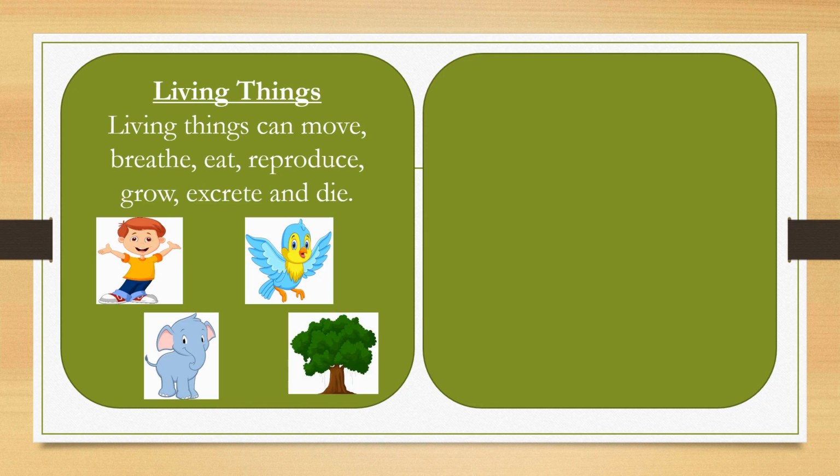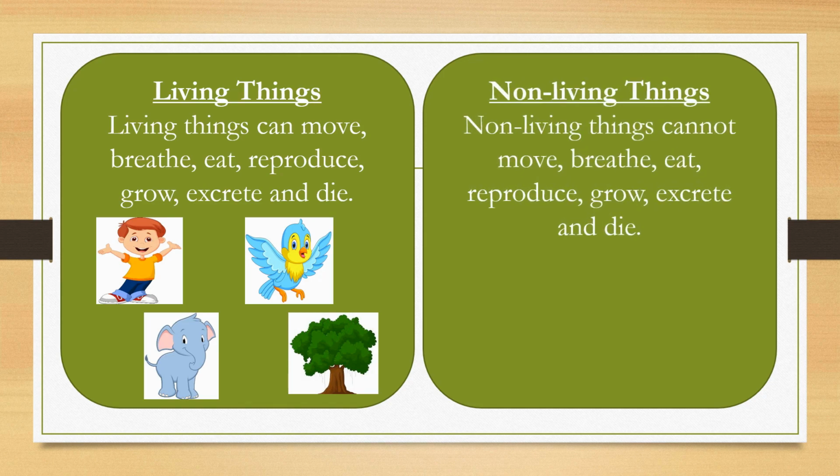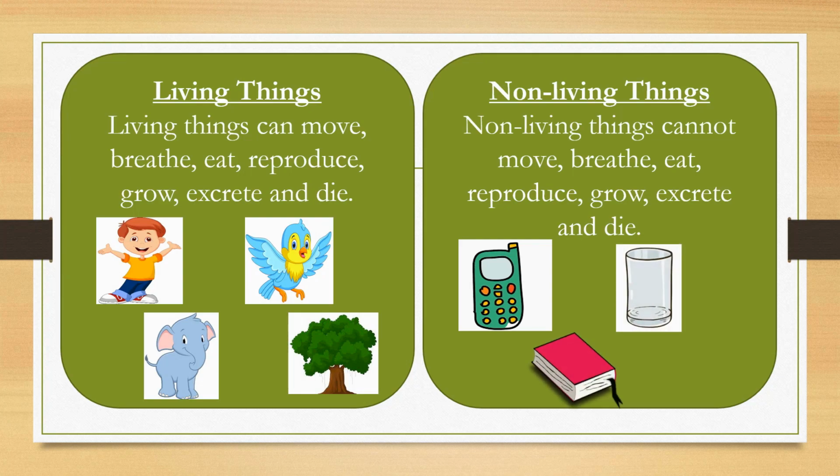On the contrary, non-living things cannot move. They cannot breathe, they cannot eat, they cannot reproduce, they can't grow, they can't excrete and they don't die. Some examples of non-living things are mobile phone, glass, book, ball.